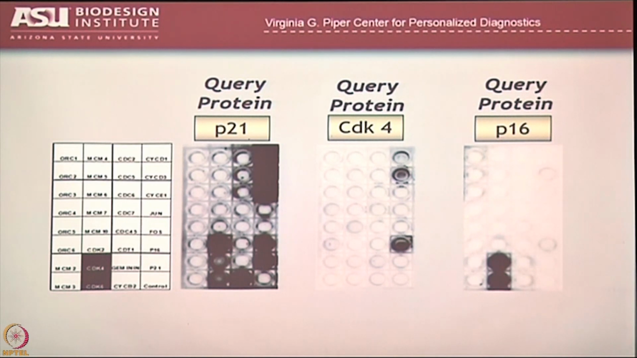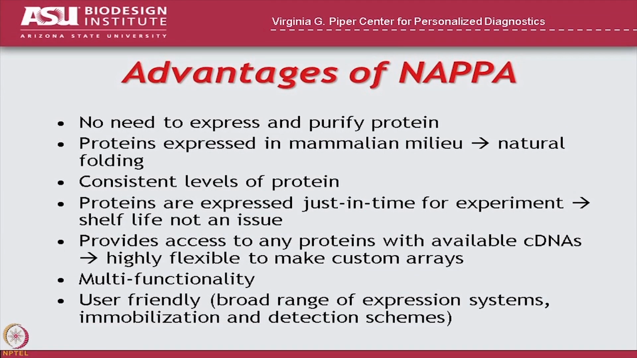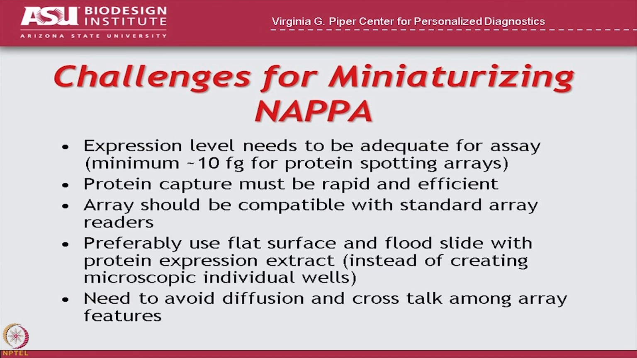Well, of course, the advantage of this is now I don't have to express these proteins or purify them. They were made using mammalian extracts. The levels of proteins were consistent on this chip. They were made at the time of the experiment. So I made the proteins and I tested them minutes later. And of course, I could do this general approach using any kind of cDNA. If I can clone the gene and make the cDNA, I can make the protein array. And then we talked about the multifunctionality. And of course, users can modify this as they need to. But there are still some challenges.